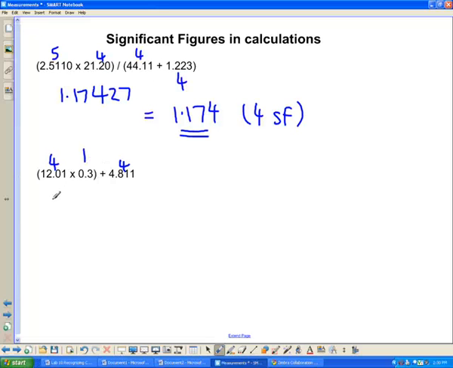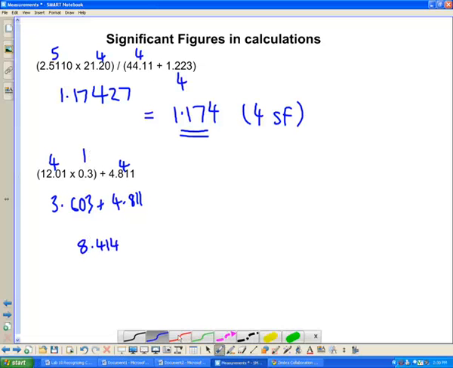Now when we do all that, this ends up being 3.603 plus 4.811, and when we add all those together, what we get is 8.414. Again, we have to show the result to the least accurate number in the question, which is 1 significant figure here, so we get rid of the 4 and the 1. And in getting rid of the other 4, 4 is less than 5, so therefore the 8 doesn't need to be rounded up, so therefore the answer to 1 significant figure is 8. Alright. And that is how you deal with significant figures in calculations.